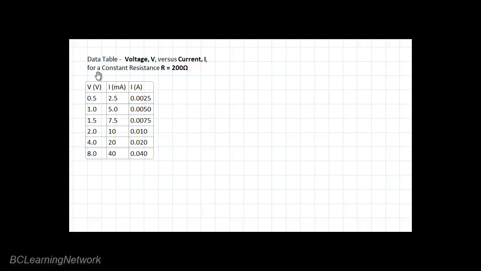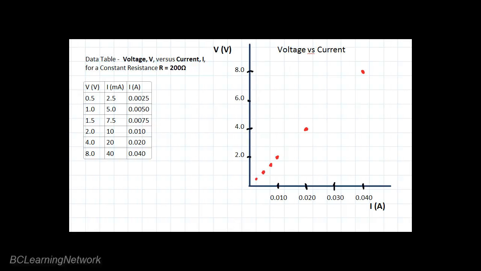Now I'm going to make a graph where V is on the y-axis and current in amps is on the x-axis. It'll be a very simple relationship, and we'll plot the data. It will look as follows. So we see that when we plot voltage versus current in amps, I get a direct relationship. You see my dots line up in a nice straight line that passes through the origin.